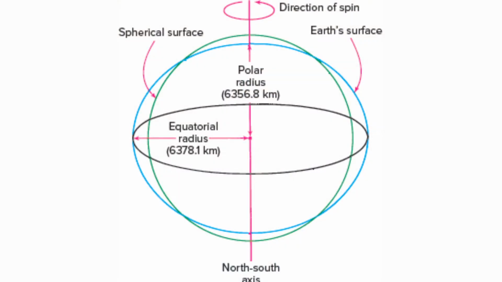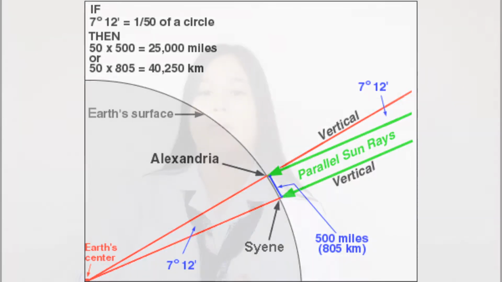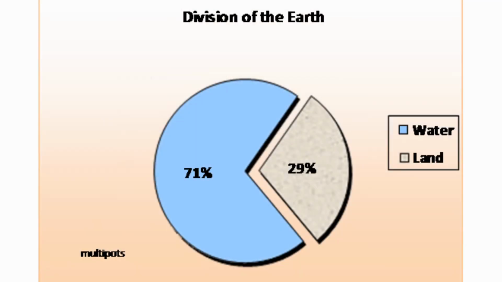Size of the Earth. The Earth has a polar diameter of about 7,900 miles and an equatorial diameter of about 7,927 miles. Its circumference around the equator is approximately 24,900 miles. The area of the Earth's surface is about 197 million square miles, of which about 71% is covered by ocean. The volume of Earth is a little more than 250 billion cubic miles.